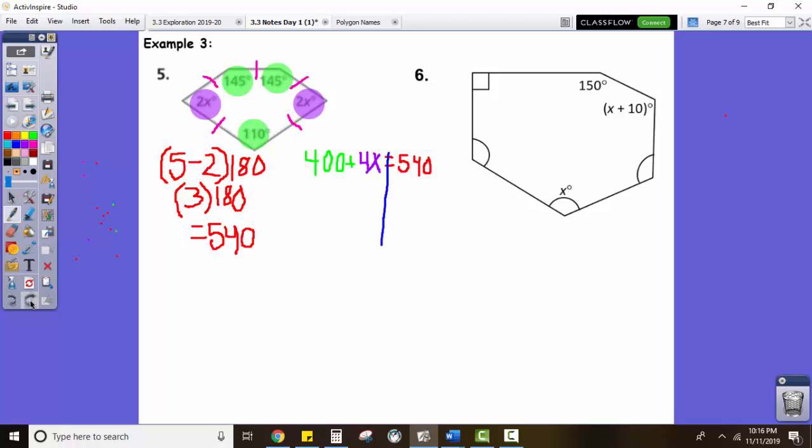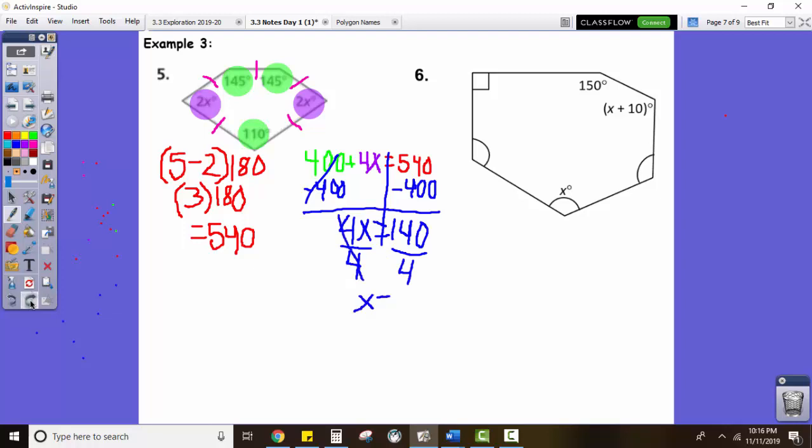So now when I go to solve, take away 400 on both sides. 400 is gone. 540, take away 400 is 140. Bring down 4x. Careful, it's not just x this time, it's 4x. And undo that by dividing by 4. And so I get x equals 35. 140 divided by 4 is 35.